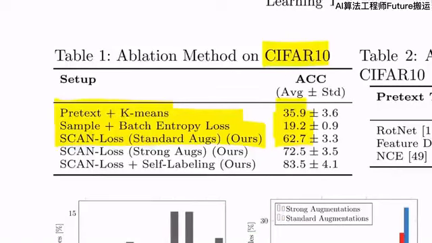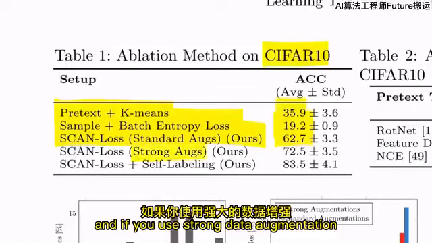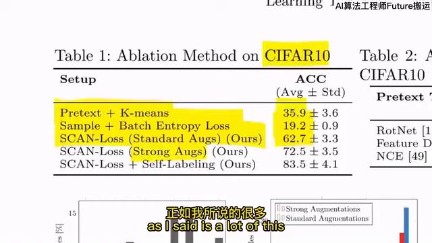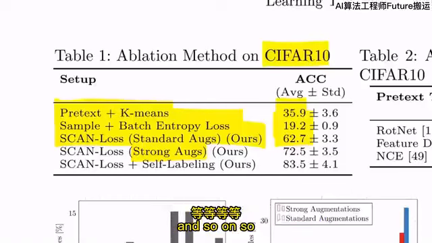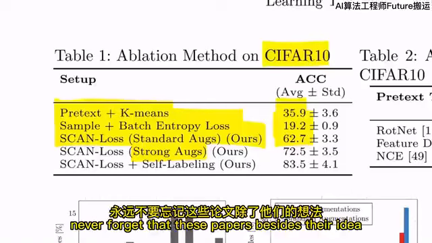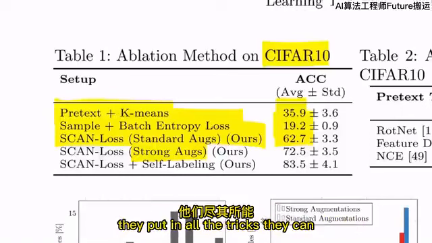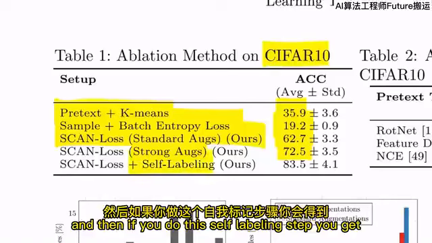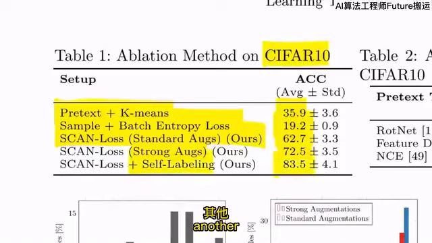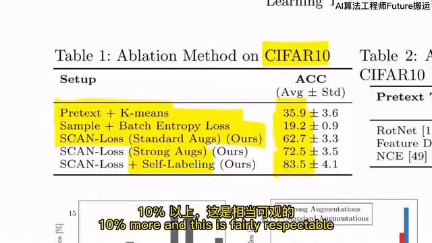And if you use strong data augmentation, as I said, a lot of this has these tricks in it of what kind of data augmentation you do and so on. So never forget that these papers, besides their idea, put in all the tricks they can. So you get 10% more, and then if you do this self-labeling step, you get another 10% more.